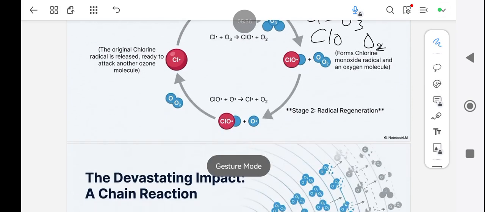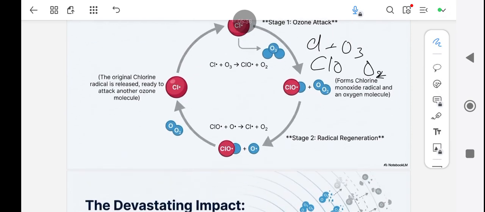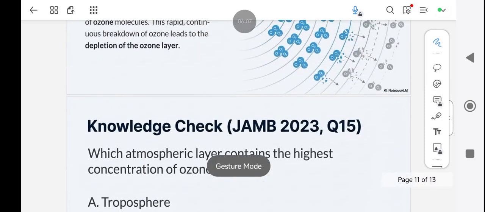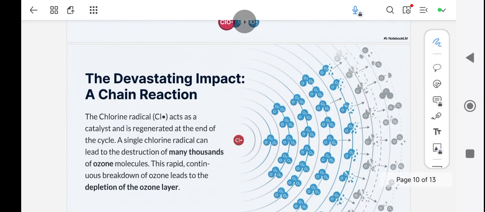Once that happens, the cycle begins again. The chlorine monoxide combines again with a free radical of oxygen and then frees the chlorine. The chlorine is freed for another continuous cycle of attacking the ozone layer, being free, attacking the ozone layer, being free. And as this process happens, there is a chain reaction.